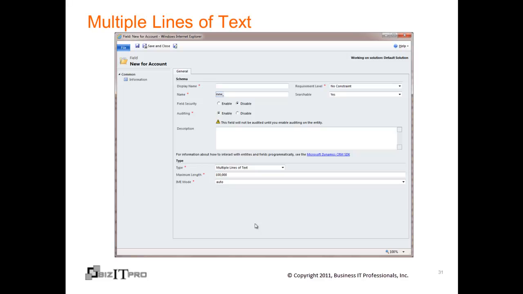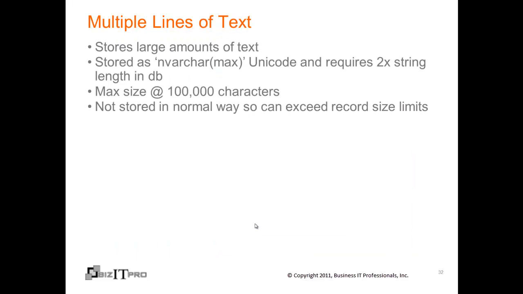Multiple lines of text. This is primarily for storing large amounts of text, well beyond the 4,000 character maximum that other fields would support. It's stored as nvarchar(max), and it's stored in Unicode, which means it requires 2 times the number of characters in the string length in the database.